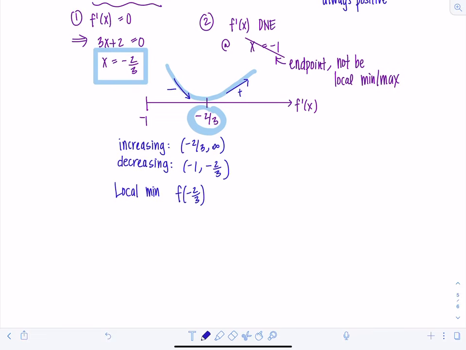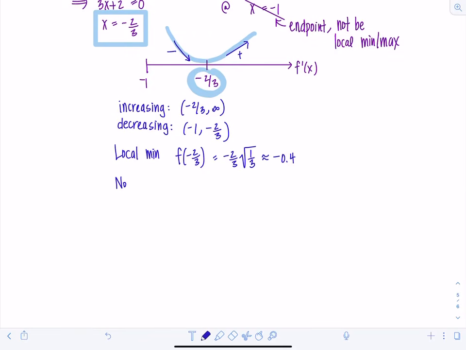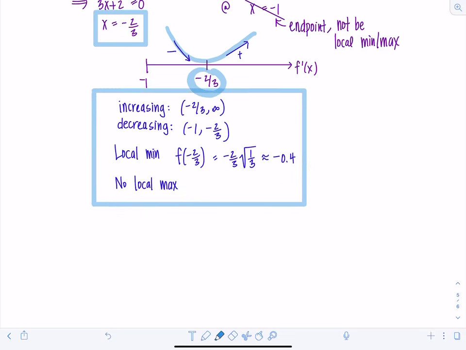I'm going to substitute that into my function. Remember, f of x is x times rad x plus 1, so negative 2/3 times rad 1/3. So this is approximately negative 0.4. Do I have any local maxes? In this case, no. But list it out so that your teacher knows you thought about it. Okay? Good. So we took care of increasing, decreasing, local min or max, and we've used the first derivative to completion. Now it's time to look at the second derivative.